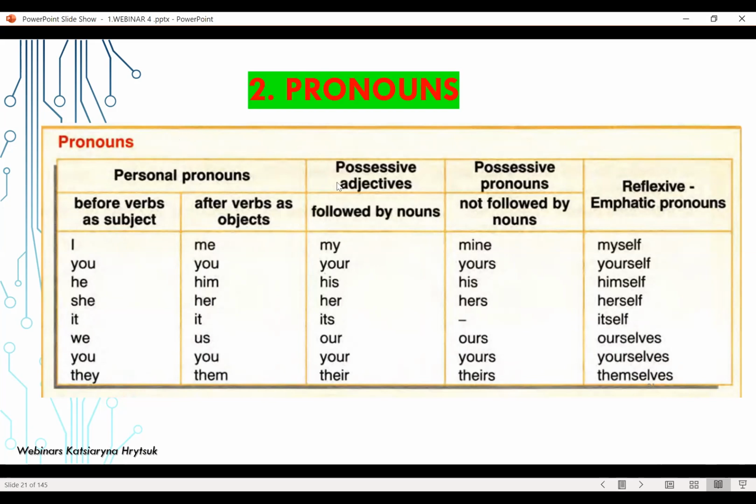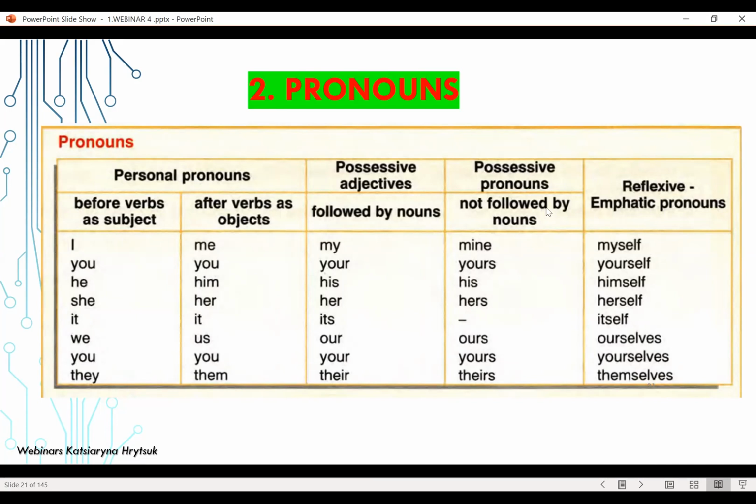Then we will talk about possessive adjectives. They are not possessive pronouns. Be careful. Possessive adjectives are followed by nouns. So after these words, you should use a noun. My book, your book, his book, your book, and so on. Possessive pronouns are not followed by nouns. This book is mine. Her book is hers. The most important thing is that after them, we don't use nouns.